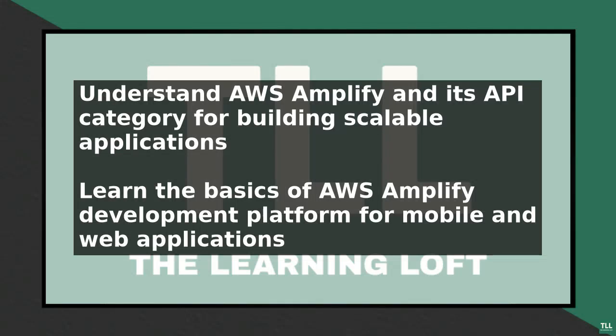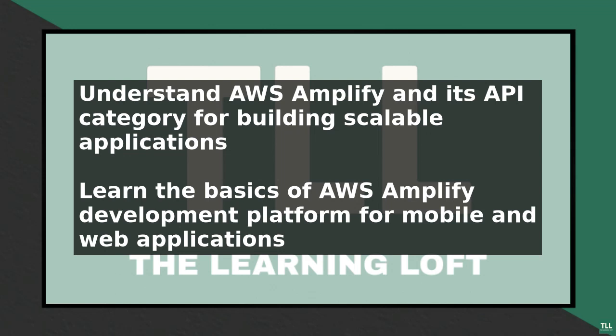Optimizing the AWS Amplify API category is crucial for building scalable and efficient serverless applications. To start, you need to understand the basics of AWS Amplify and its API category. AWS Amplify is a development platform that helps you build, deploy, and manage scalable mobile and web applications. The API category in AWS Amplify enables you to create RESTful APIs and GraphQL APIs with minimal configuration.